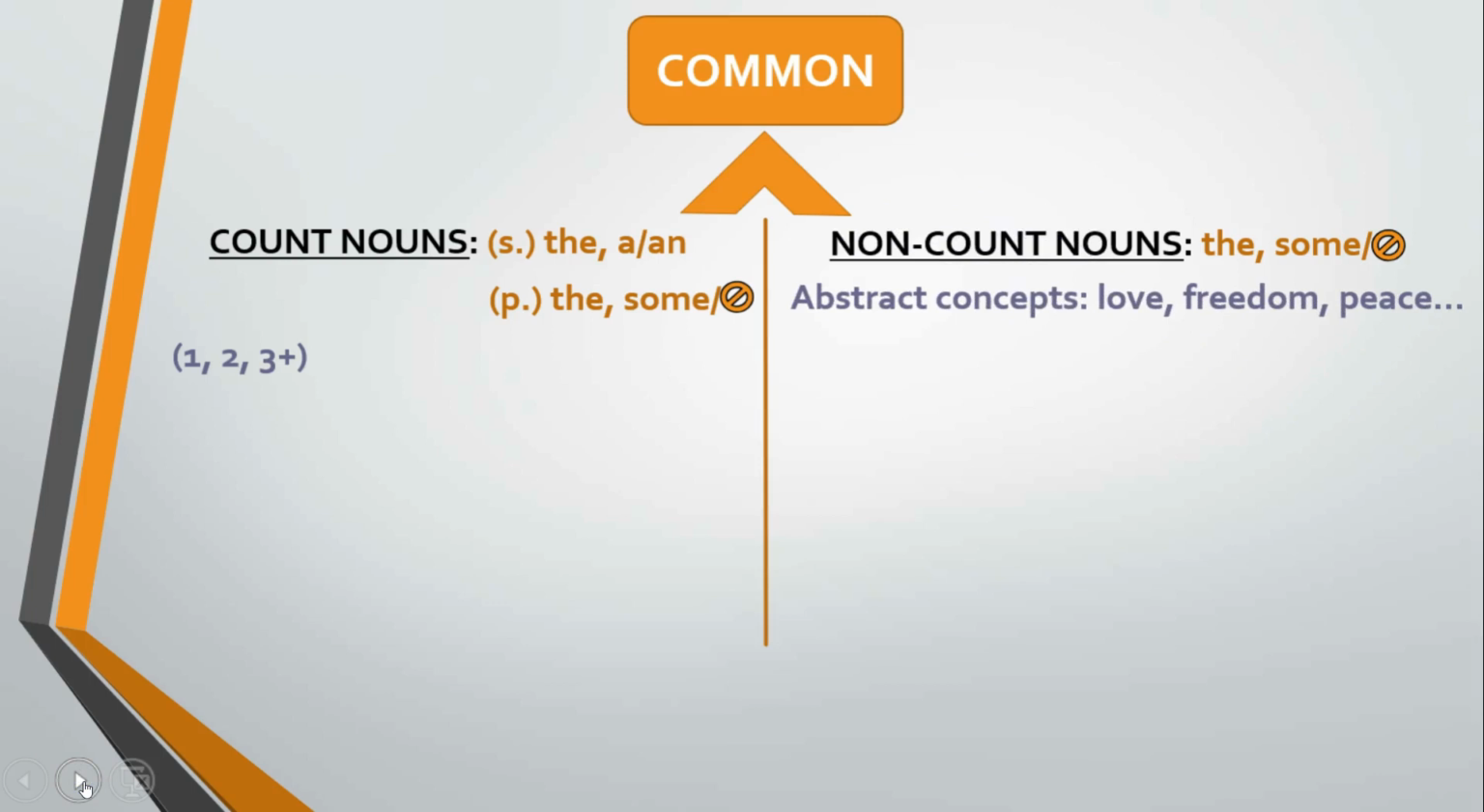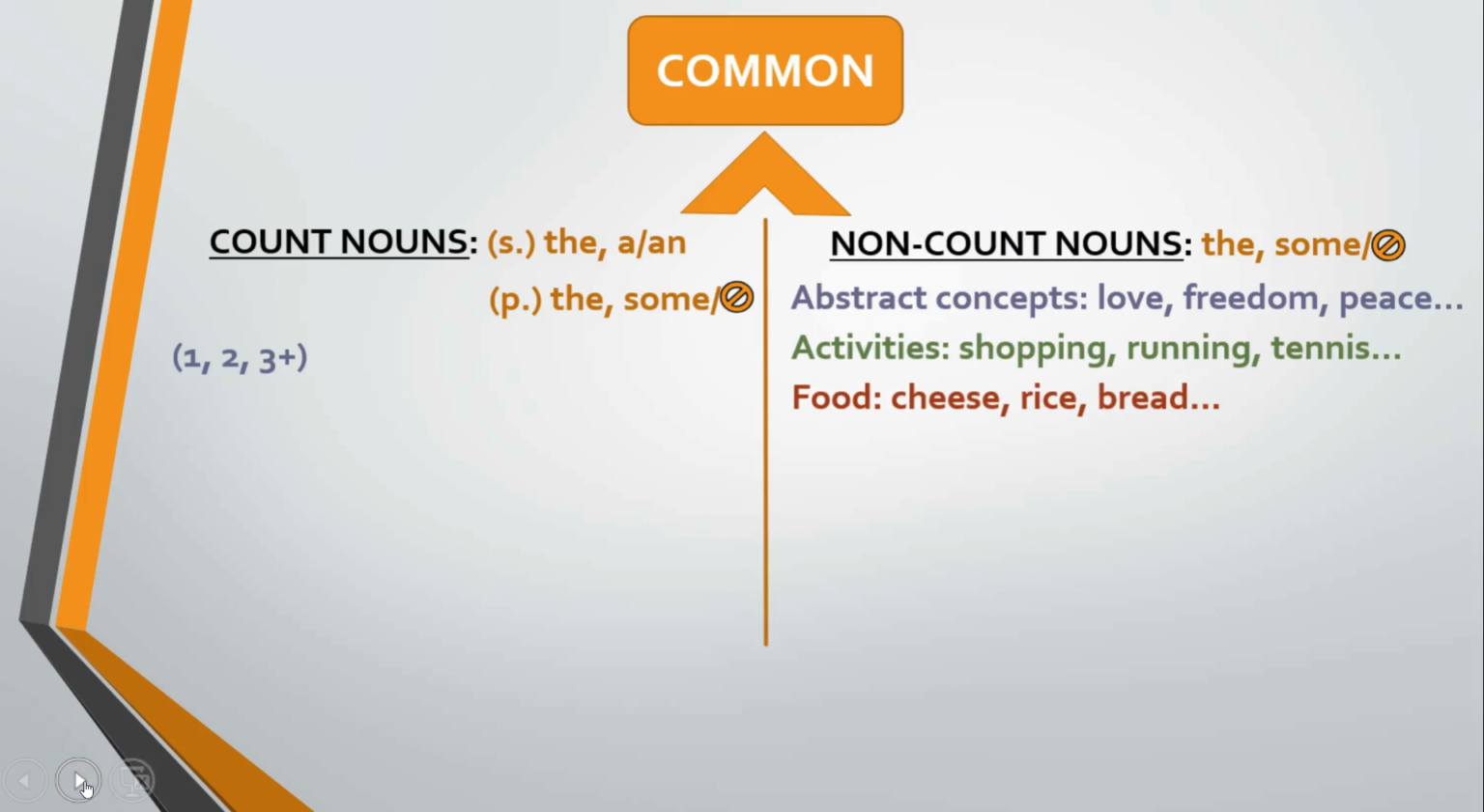They are abstract concepts, abstract nouns like love, freedom, peace. They're also nouns that show different activities or sports like tennis, running, shopping. Food, different types of food, cheese, rice, bread. Okay, so don't get confused. We cannot say 1 bread or 2 breads. No, we say bread, but we can say 1 slice, 2 slices, or 3 slices. Okay, that's different.